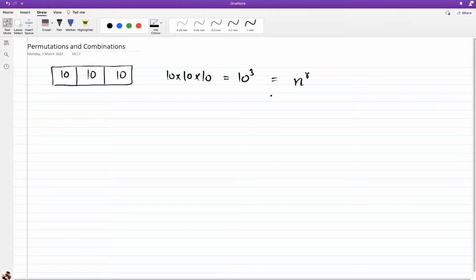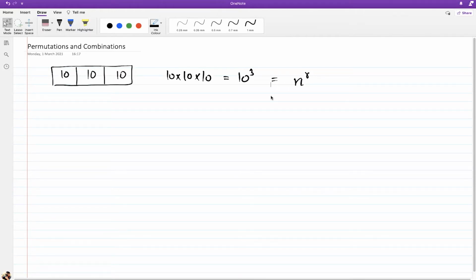So if you want to pick or permute r things out of n things, and you're allowed to repeat, the simplest case is you simply multiply this, or you apply n power r. Now that is permutation with repetition. Now let's say you are not allowed to repeat.